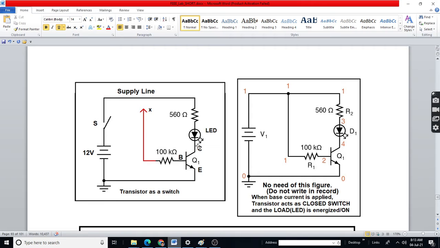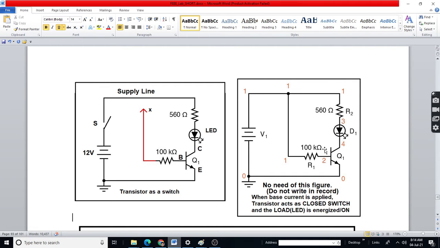Biased means collector is connected to positive, emitter is connected to negative. In such a case, if base is also given a current, collector current also will flow in this loop, 1 3 4 2 0. This 100 kilo ohms is put to limit the base current. Very small amount of base current is enough to control large amount of collector current.